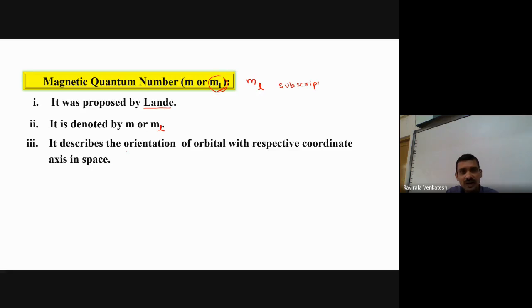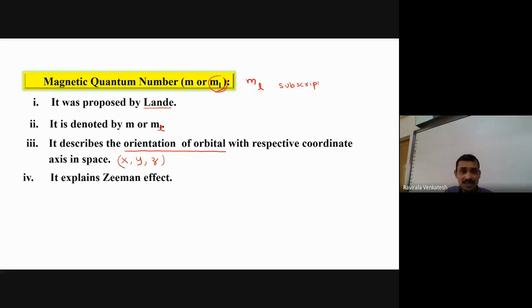It describes the orientation of the orbital with respect to the coordinate axes in space: with respect to the x-axis, the y-axis, and the z-axis. That means in which direction in space the orbital is oriented. A P orbital may be oriented on the y-axis, on the x-axis, or on the z-axis. So the magnetic quantum number describes the orientation of an orbital with respect to the coordinate axes, that is, on which position it is oriented.